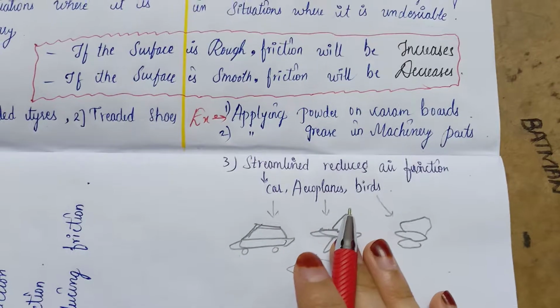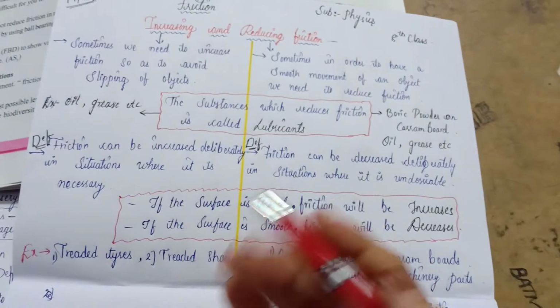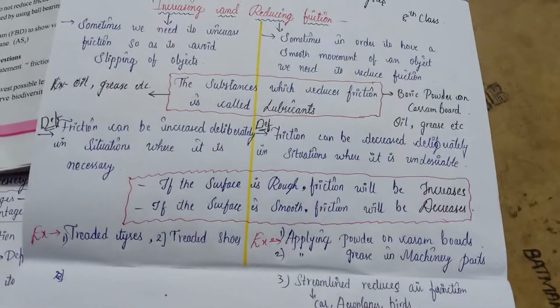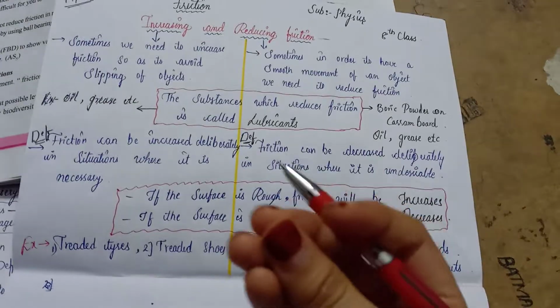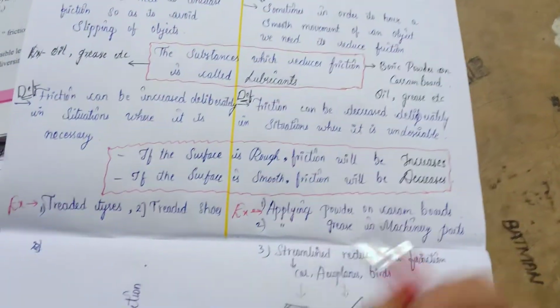By this we have completed increasing and reducing friction. In a later class we will discuss the necessary evil, how friction is necessary and how it is evil for us.